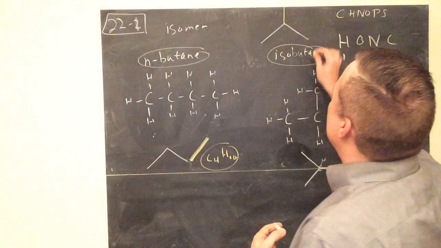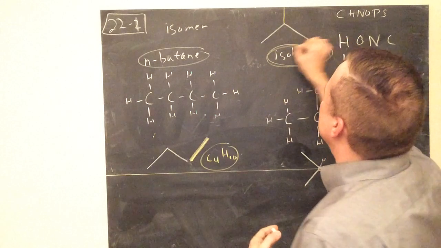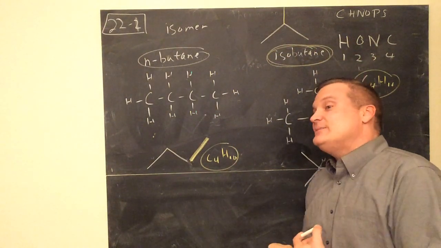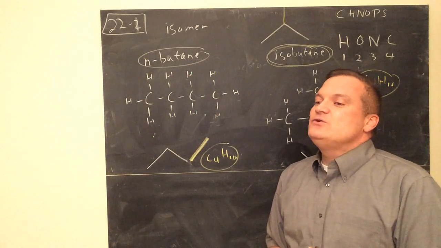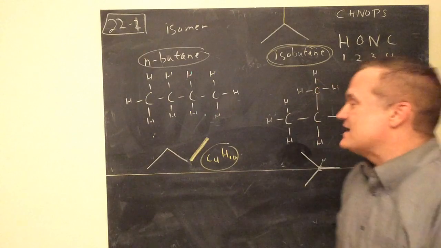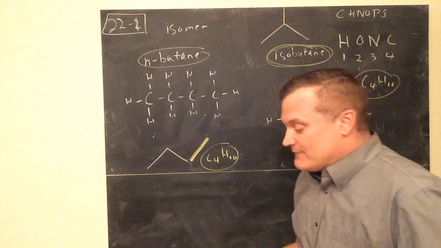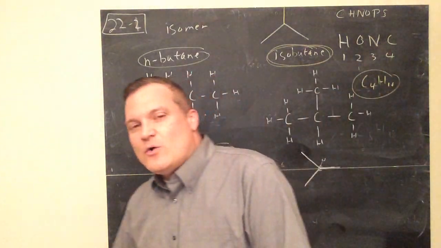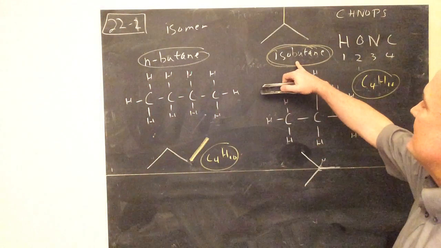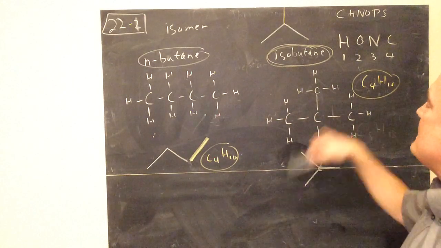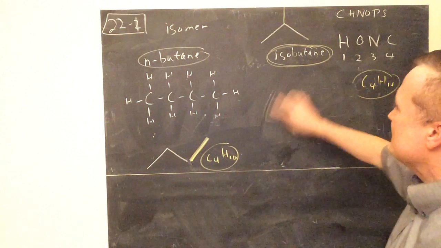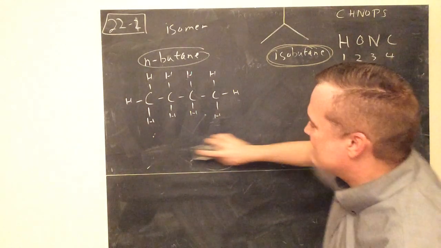Isobutane is a common name. There's another way to name it, but I will tell you, you've heard of iso before, haven't you? Isopropyl alcohol, and that will come up during this lesson. So that's a common name for something, but the official organic naming method is what I'm going to be teaching you. Isobutane has another name, and you're going to see that later. But anyway, n-butane, isobutane, we've got it.